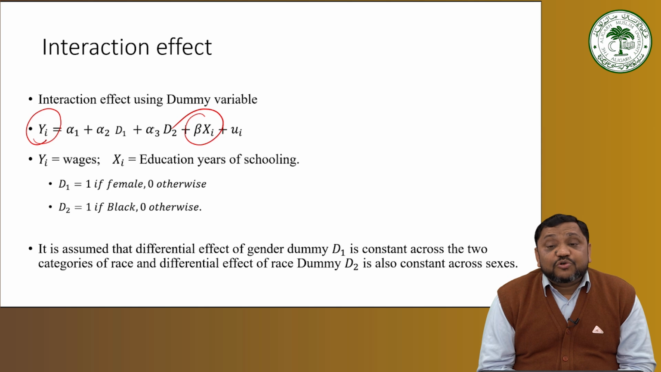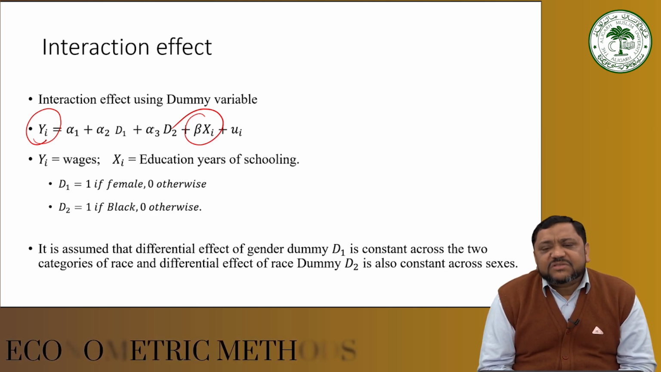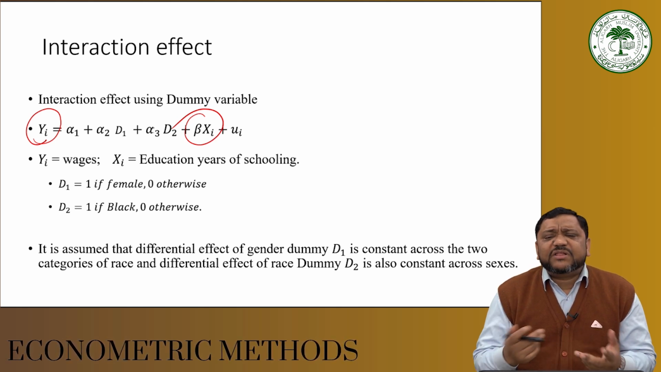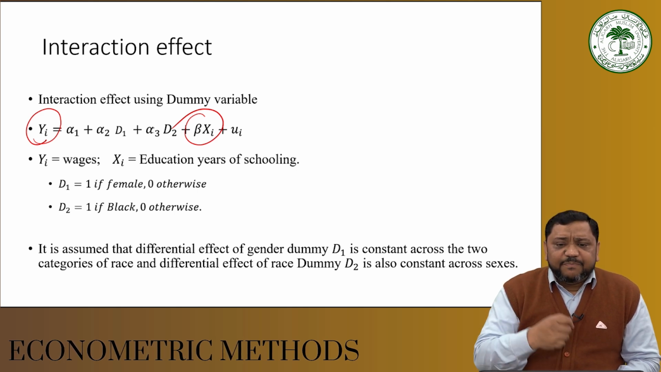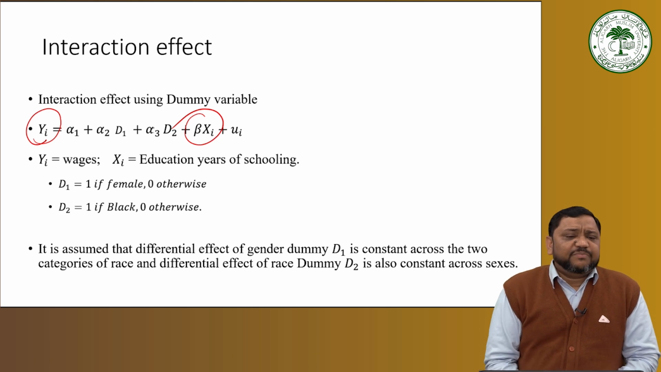Now it is assumed that the differential effect of gender dummy D1 is constant across the two categories of race, and the differential effect of race dummy D2 is also constant across the two genders. That is, if mean salary is higher for males than for females, this is so whether they are black or not. Similarly, if the blacks have a lower mean wage, this is so whether they are females or males.